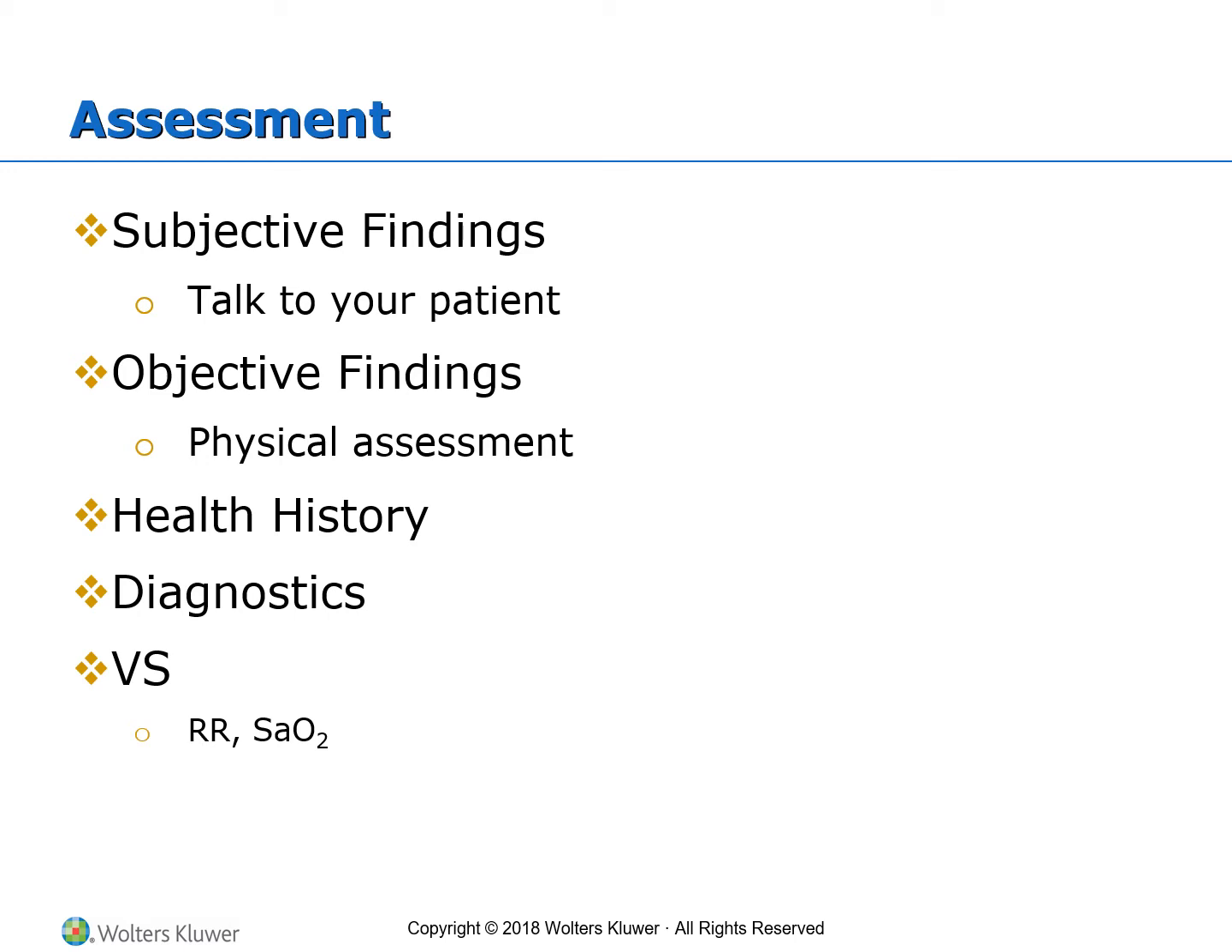And are their breaths deep? Are they shallow? Are they rapid? Are they slow? Are they regular, irregular? You're going to look at all of that. You're also going to get a health history and include anything that could affect the respiratory system. You can do diagnostic tests and then look specifically at the respiratory rate and pulse ox for vital signs.